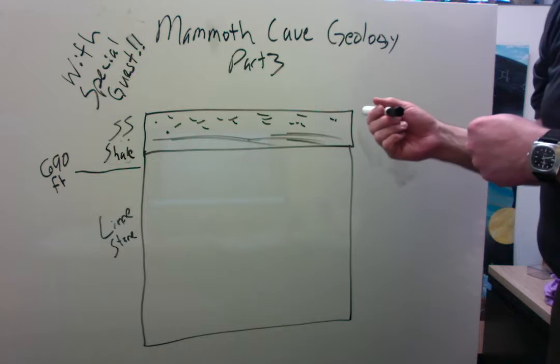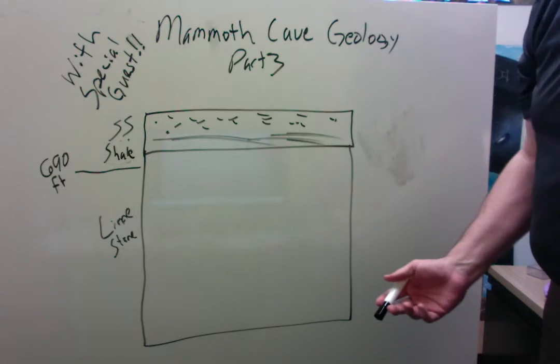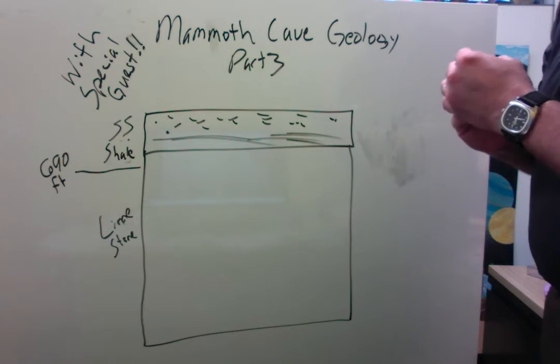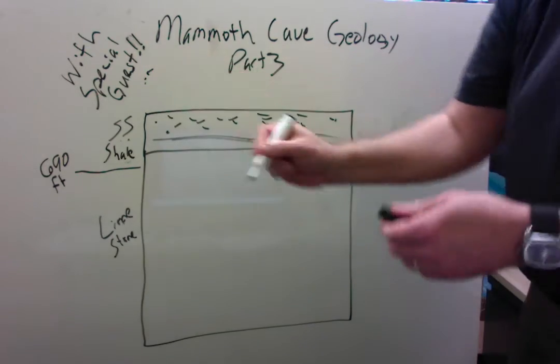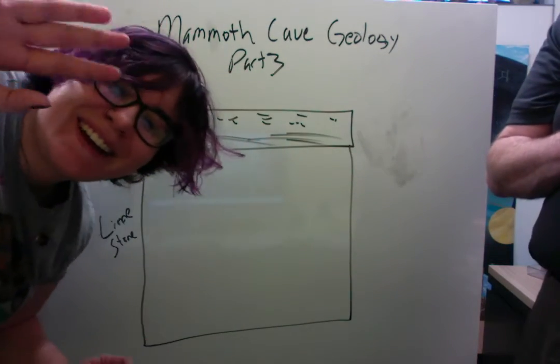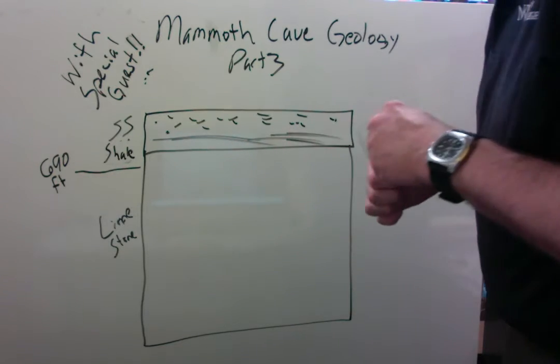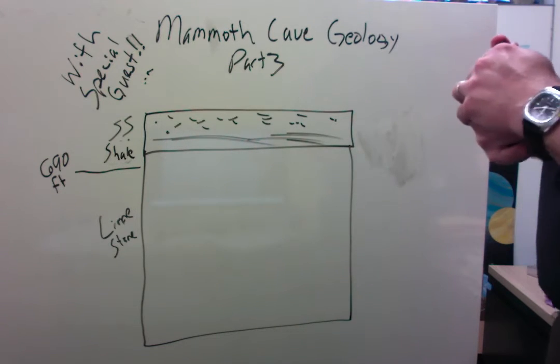Today we're going to talk about the 4 levels of Mammoth Cave: A, B, C, and D. And we have a special guest star with us today. Hi, it's Ray. Hi. So this can be slightly participatory.